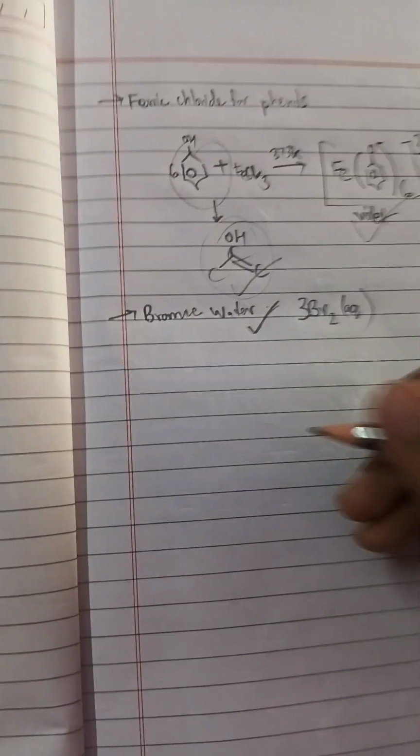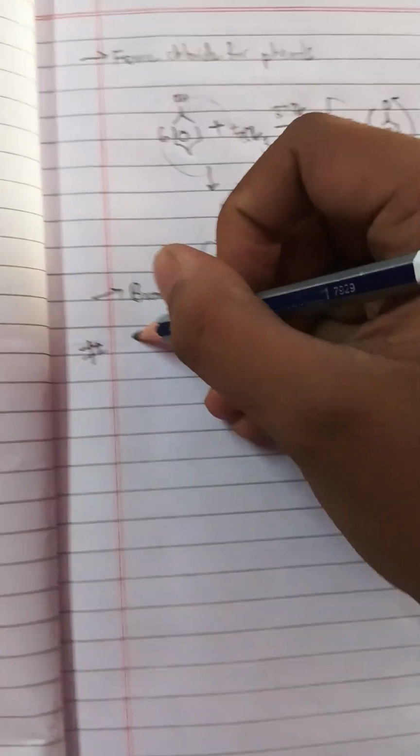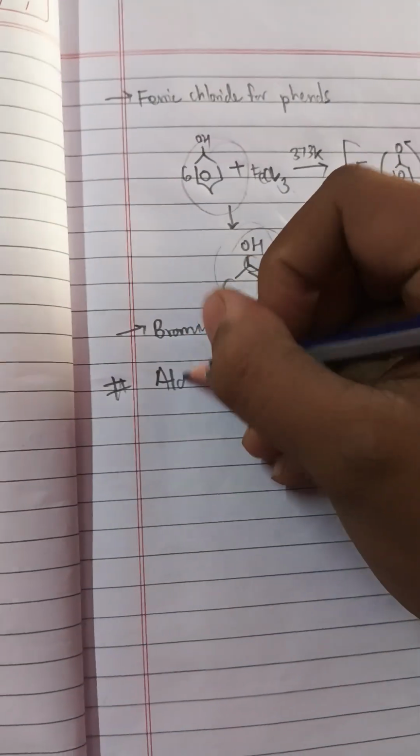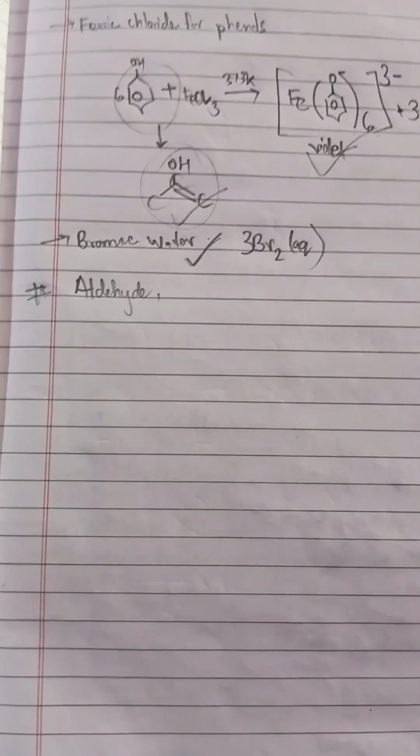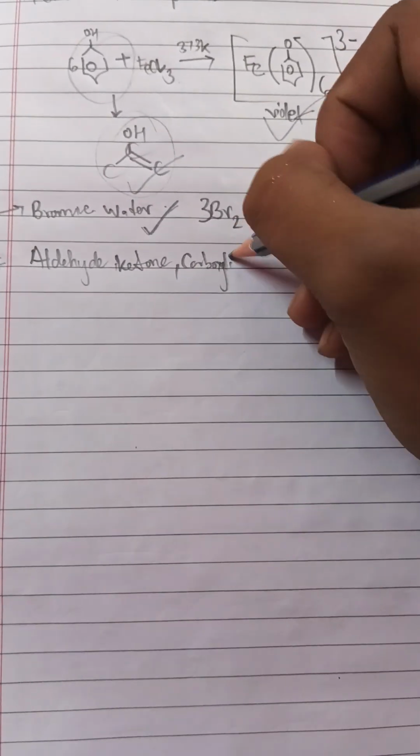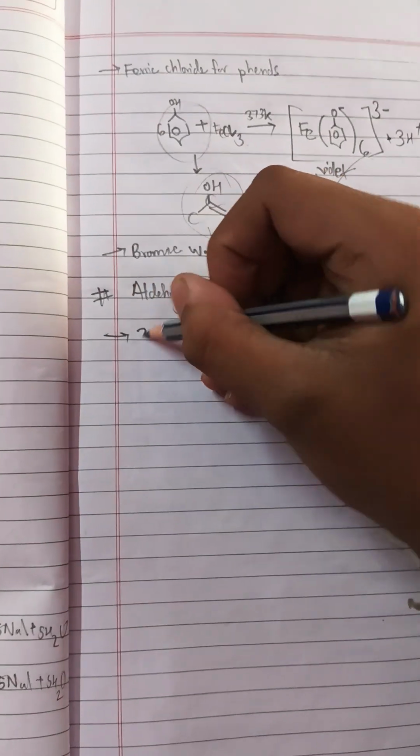Alright, let's go. Now the next chapter is aldehyde, ketone and carboxylic acid. The most famous and the most repeated test is the 2,4 DNP test. What is it? It is the 2,4 dinitrophenyl hydrazine test. This is the most famous test. We all should remember it, and it has been repeated in many ways.